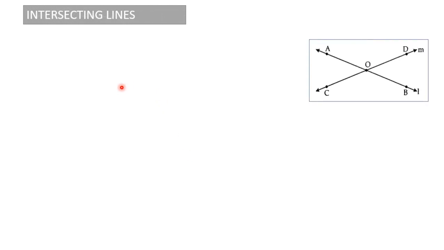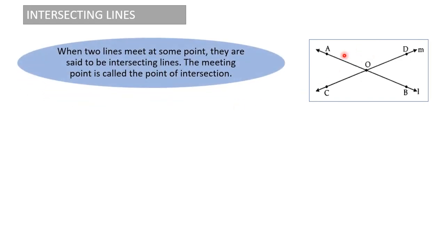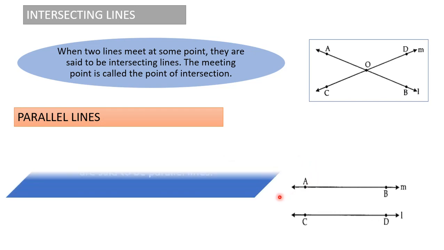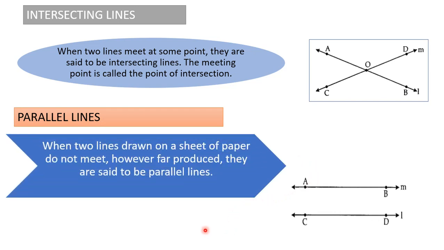So first, let's recall what is the meaning of intersecting lines. We can say when two lines intersect or cut each other at a point, the point is known as the intersection point, and these two lines when they intersect at a point are known as intersecting lines. Similarly, the lines which do not intersect each other are known as parallel lines.